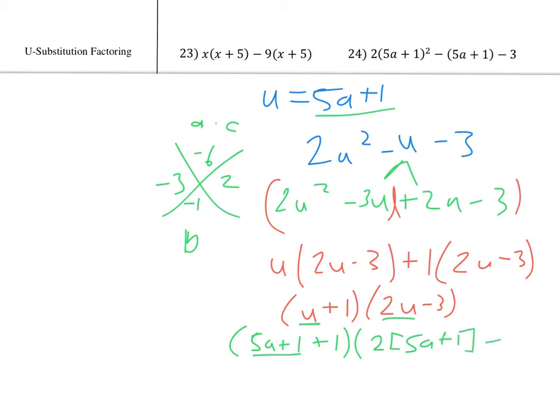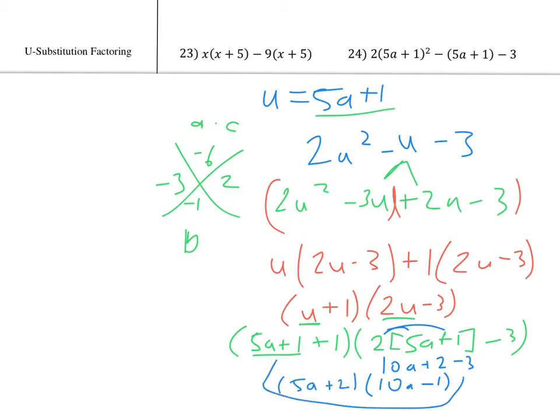And what we're going to have to do next, and I'll keep that minus 3 out back, is we're going to have to distribute that 2 in there. So always be careful anytime there's anything multiplying in front of your u, that you go ahead and distribute whatever that is into there. So over here, it's going to be 10a plus 2 minus 3, which will simplify to 10a minus 1. And then this one's going to be 5a plus 2, just combining those like terms, and there's my fully factored form.